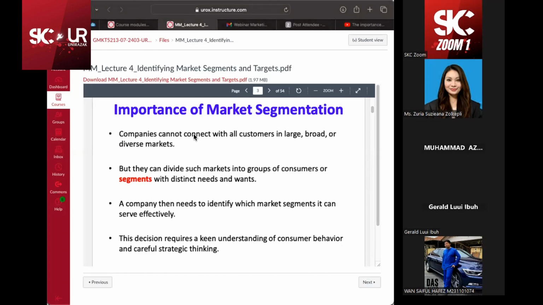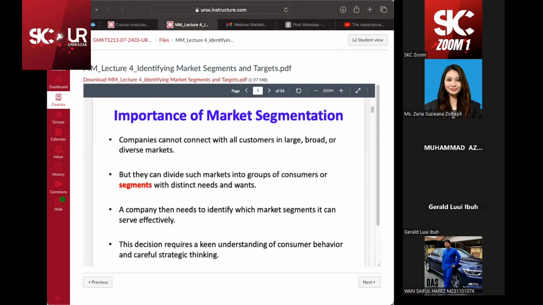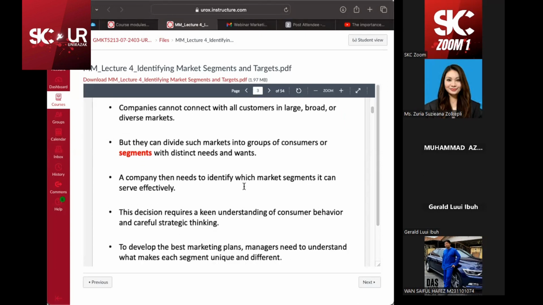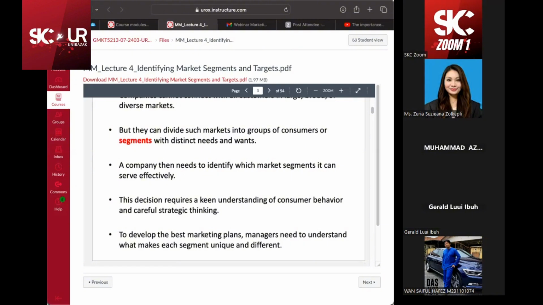Okay. So importance of market segmentation. In general, companies cannot connect with all customers in a large, broad, or diverse market, but they can divide such a market into smaller groups, which is what we call a segment. How to do this? Based on their needs and wants, based on the customer behavior that we have learned just now. And then a company needs to identify which market segment it can serve effectively. The decision requires keen understanding of consumer behavior and careful strategic thinking.